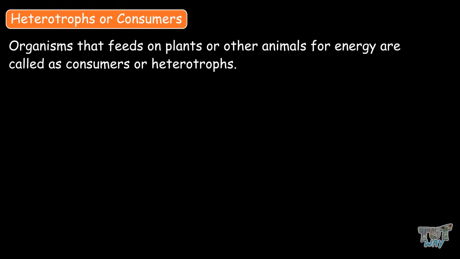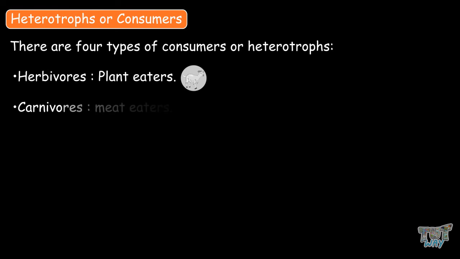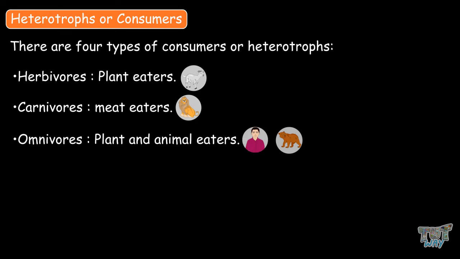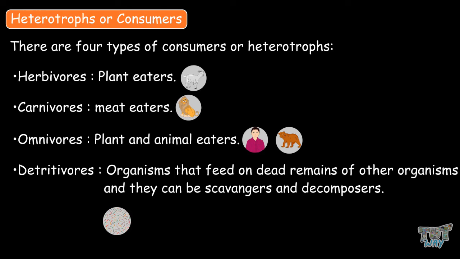Now let's learn about heterotrophs, or consumers. Organisms that feed on plants or other animals for energy are called consumers, or heterotrophs. There are 4 types of consumers, or heterotrophs. Herbivores, that is plant eaters. Carnivores, as in meat eaters. Omnivores, that eat both plants as well as flesh. And detritivores, these are organisms that feed on the dead remains of other organisms.